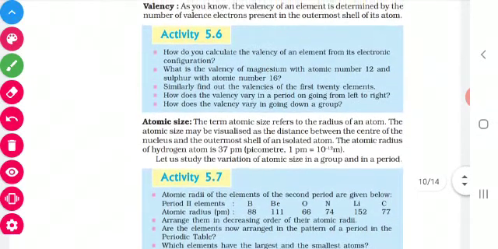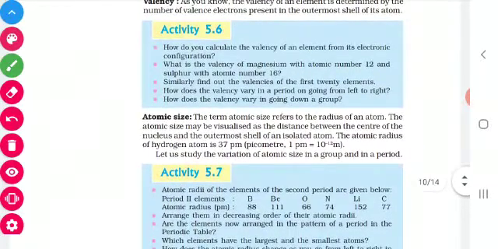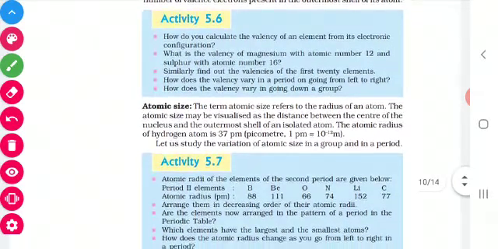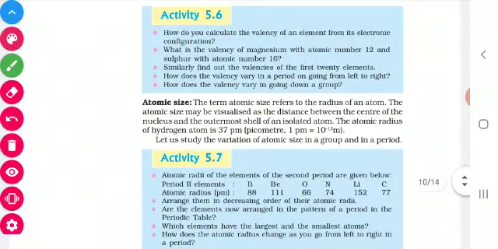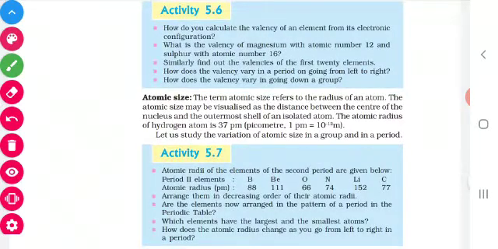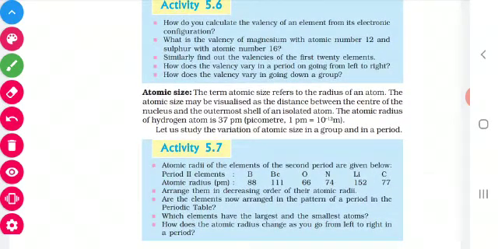Now, this is the activity for you. The first question asked is: how do you calculate the valency of an atom from its electronic configuration? I already told the answer. You find the valence shell, and from the valence shell you calculate the number of electrons. Now two elements are given. The first element is magnesium, the second element is sulfur. The atomic number of magnesium is 12 and sulfur is 16. You write the electronic configuration and find the valency.